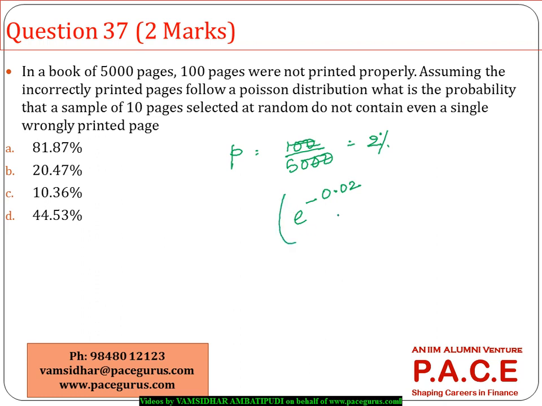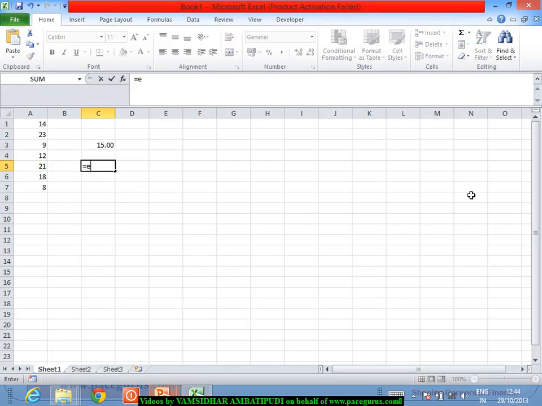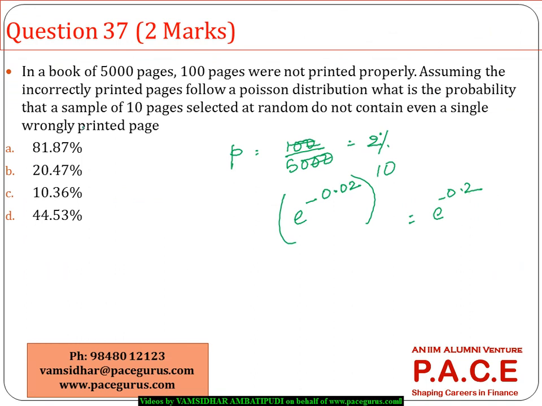Now if I want it on 10 pages, each page should have e power minus 0.2. So the multiplication of e power minus 0.2 ten times will take me to e power minus 0.2. That is the probability of not even a single page containing a wrongly printed page. So e power minus 0.2 will work out to 0.81, an 81% chance that not even a single page would be wrongly printed. So I can mark A as the answer choice in this case. Alright, let's move on to the next question now.